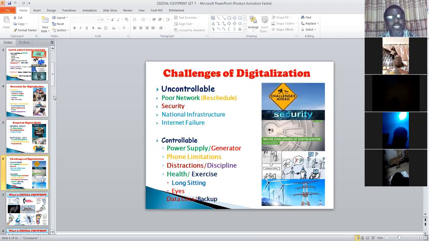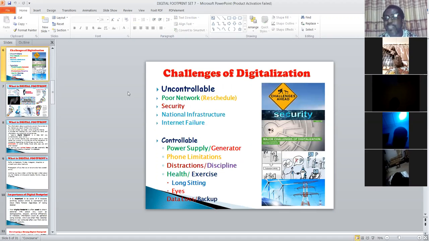Are we saying that digitalization is all well and does not have challenges? No, it does. Digitalization has challenges, and the challenges are poor network, and that, of course, can be a problem. You see, some of you, I'm enjoying you because you are always having good network in your house. Even there are times we have challenges with network. And this is what I advise. If you are doing a business online and network becomes poor, then you reschedule. But there are some times that you begin to pray.